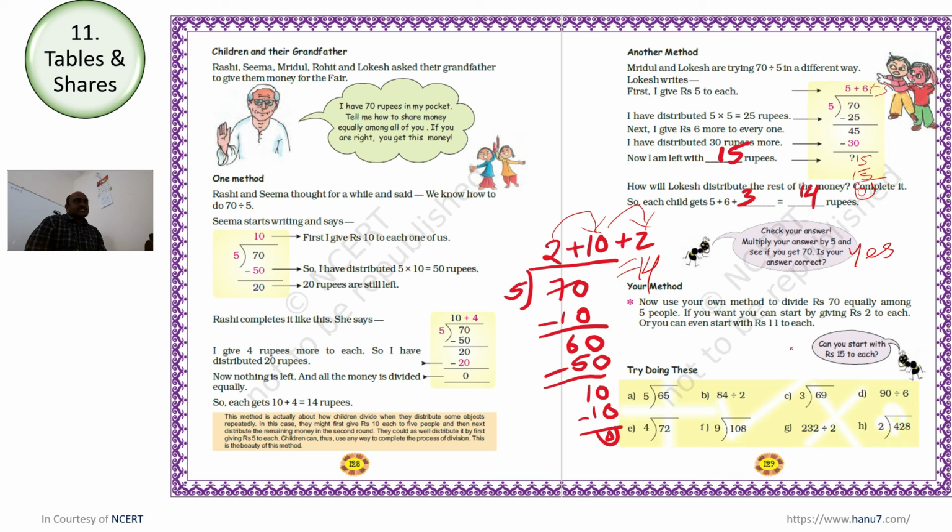Okay, so as I said, can you start with 15? No, it is not possible, because 15 into 5 is 75. It is not 70. The total is getting more than 70. Okay, so the grandfather will not give us 70 rupees if you don't distribute it equally. So we will stop here and we will do these exercises tomorrow.